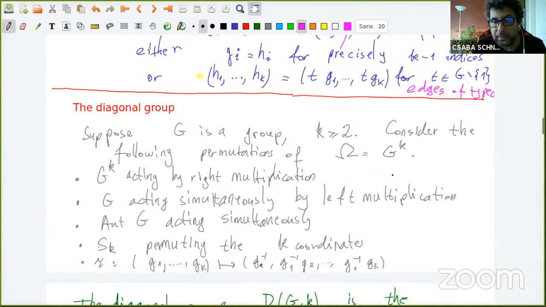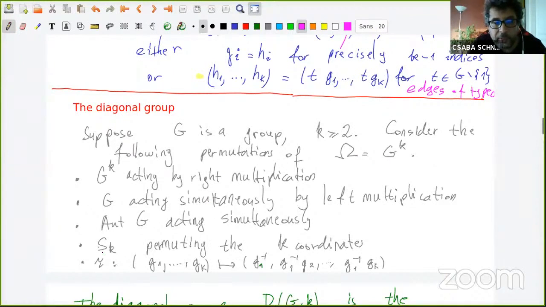If I take an element, little g, from my group G, and I take a point from G to the k, I can left multiply the entries of this point by little g. So this is acting by left multiplication simultaneously on the entries. I can also take an automorphism of G. The underlying set is G to the k, and when I have an automorphism alpha, I can have alpha act on G to the k simultaneously on the k coordinates. So this also induces permutations of omega.